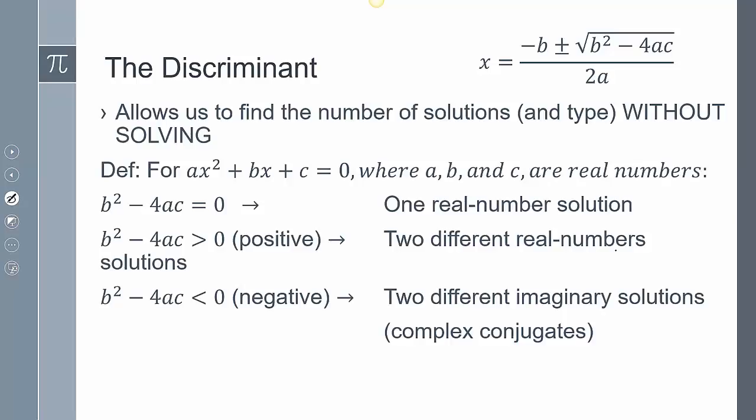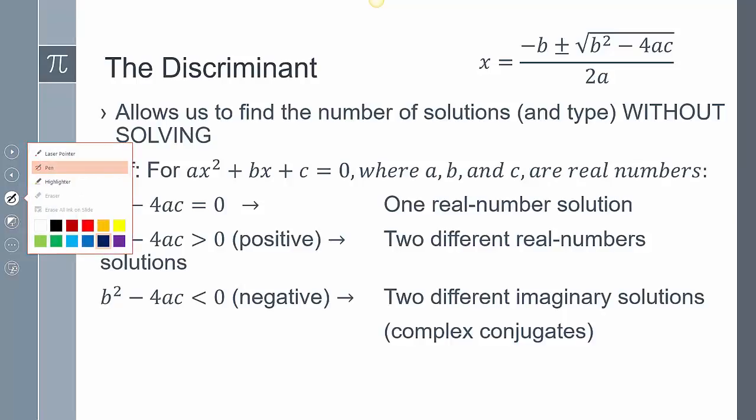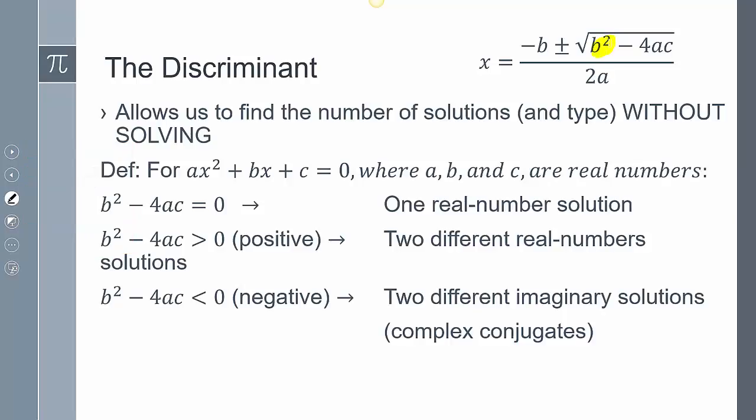Now the discriminant, you're not really solving for anything. What it does is it gives you information about the quadratic equation. The discriminant is actually just this portion of my quadratic formula. It's just that portion there. And it's going to allow us to find the number of solutions and the type.